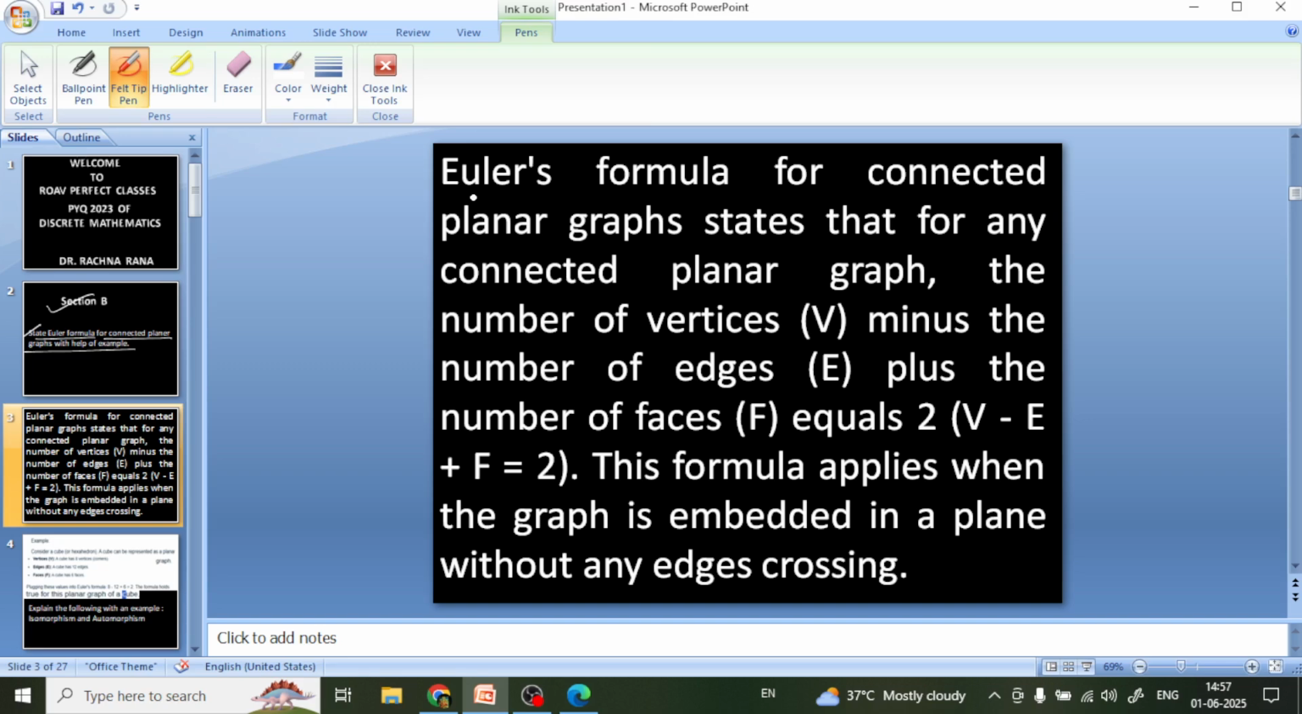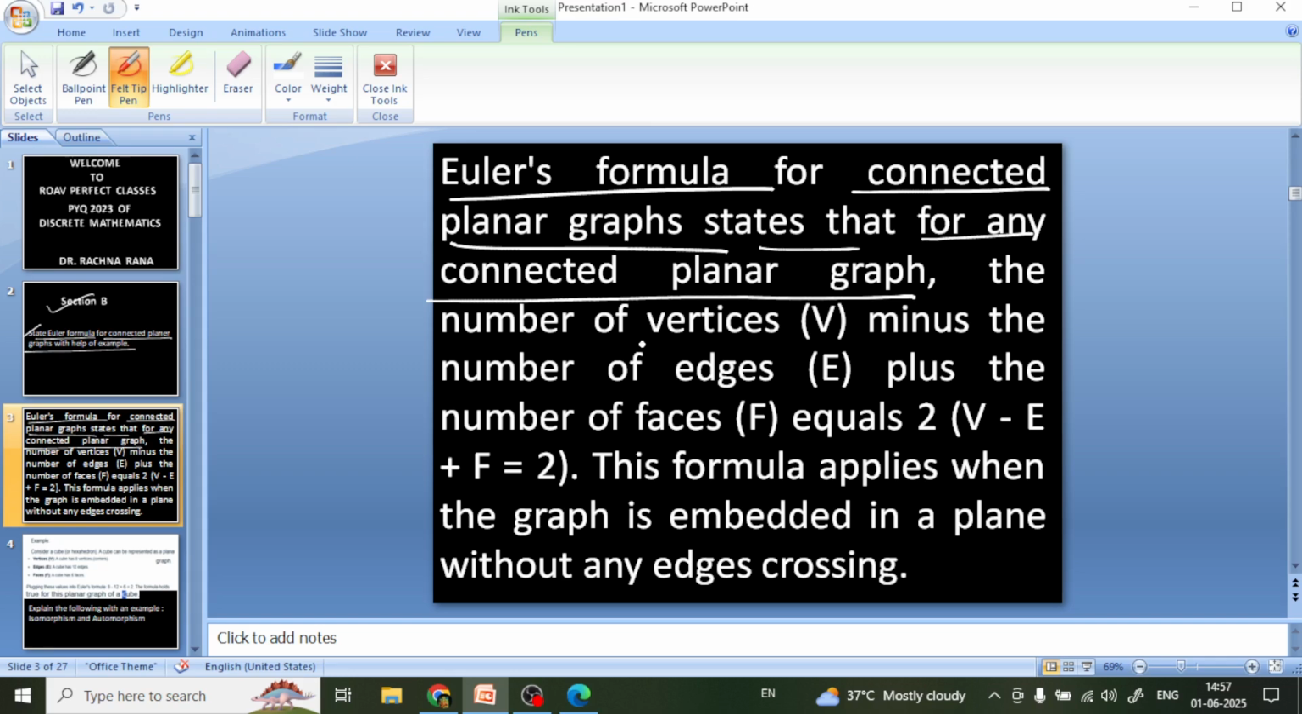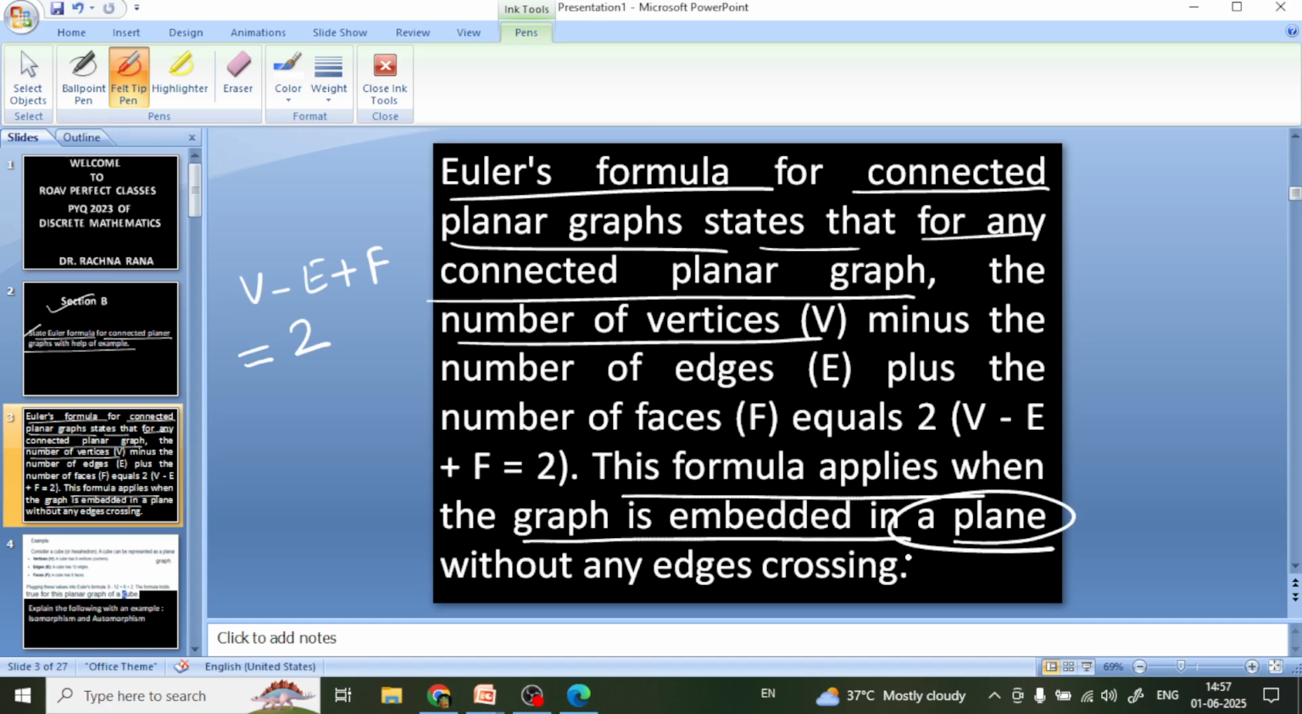What is Euler's formula? Euler's formula for connected planar graphs states that for any connected planar graph, the number of vertices minus the number of edges plus the number of faces should be equal to 2. And this formula applies when the graph is embedded in a plane without any edges crossing.